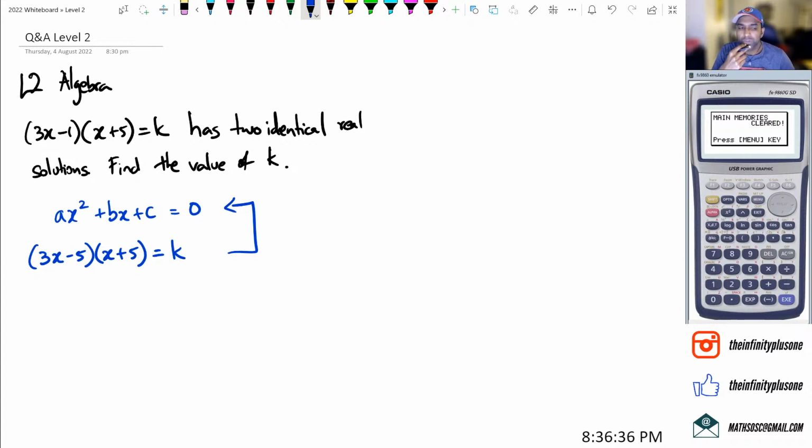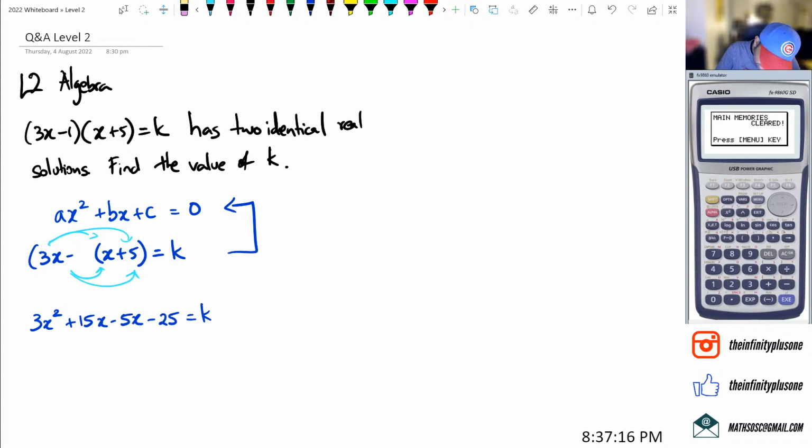Alright guys, so what are we going to do for this question? We're going to expand the brackets and rearrange. Expanding the brackets, we've got 3x times x, 3x times 5, negative 5 times x, and negative 5 times 5. So we get 3x squared plus 15x minus 5x minus 25 equals k. I missed something here. She said 3x minus 1, and I copied that wrong.